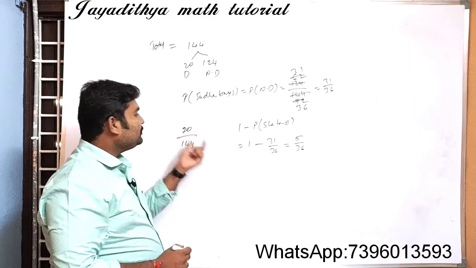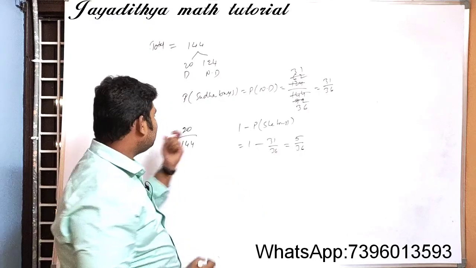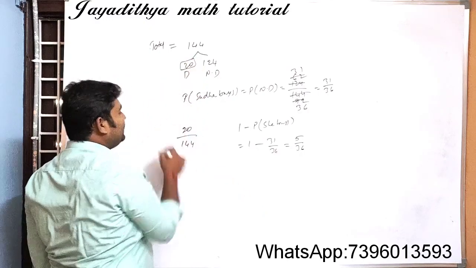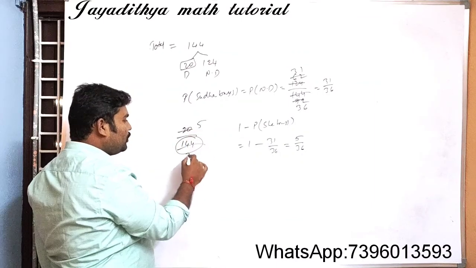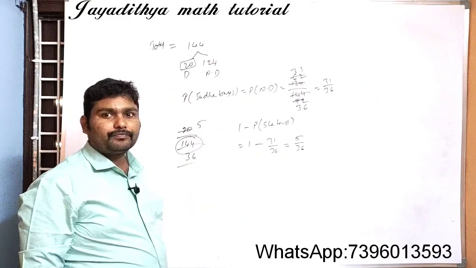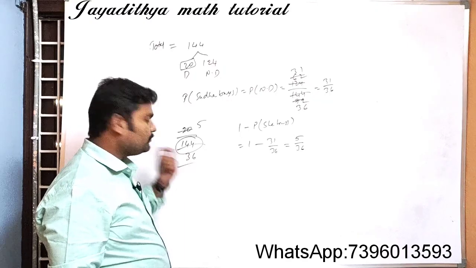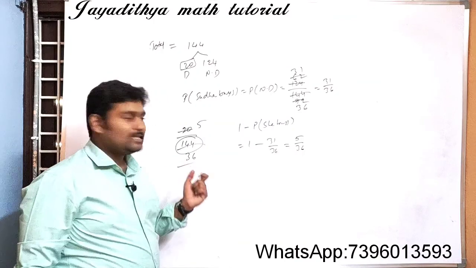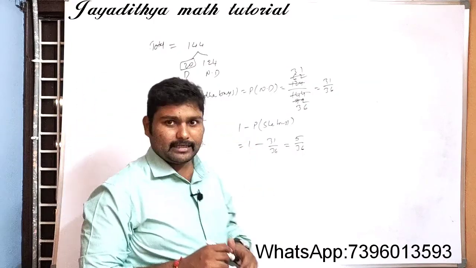So when will she not buy? When the pen is defective. When the pen is defective, she will not buy. So defective pens are 20 out of 144. 4 5s are 20, 4 36s are 144. Clear? So the answer is 5 by 36. You can write either of these two cases.